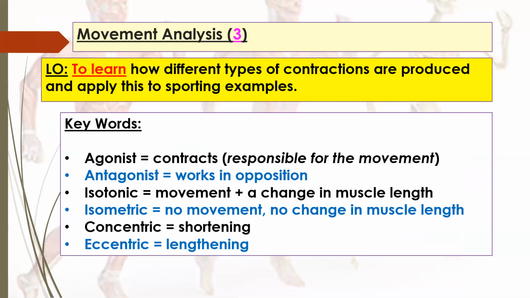So movement analysis number 3, learning objective is to learn how different types of contractions are produced and apply this to sport and examples. So if you can make sure that you have the title neatly written and underlined at the top of the page, the learning objective written out in full, and then those keywords are actually the same as from the previous lesson.